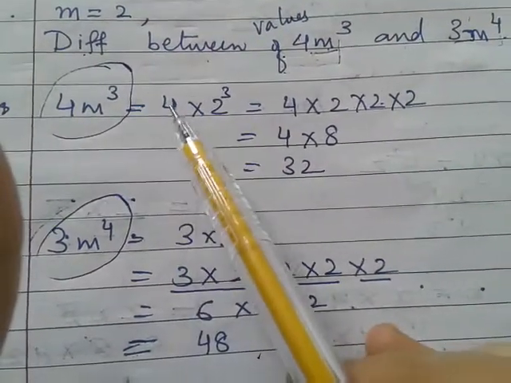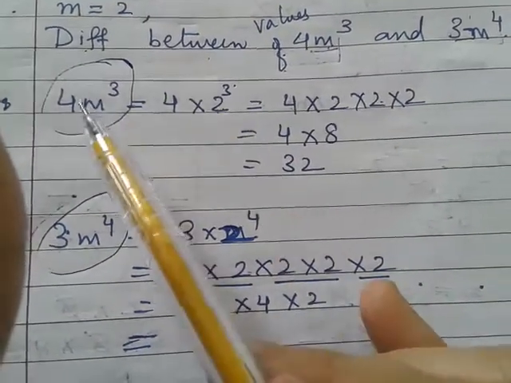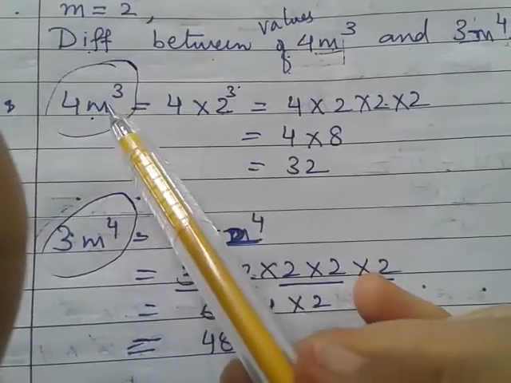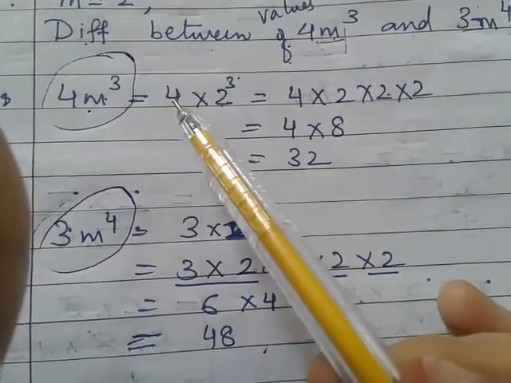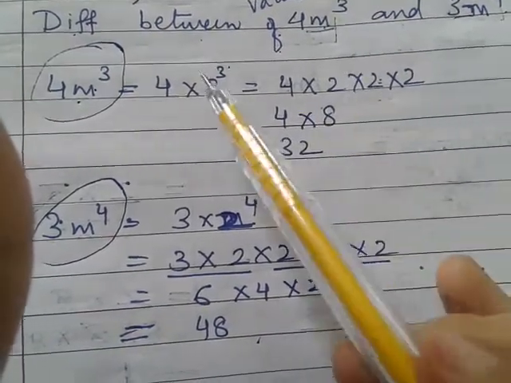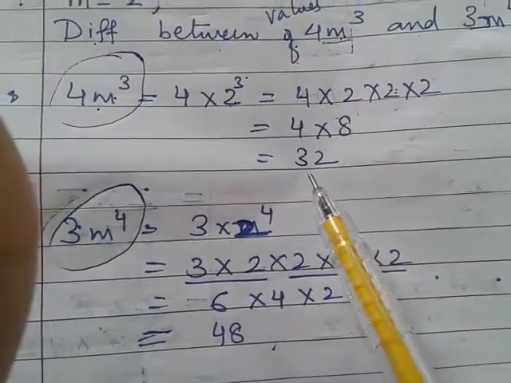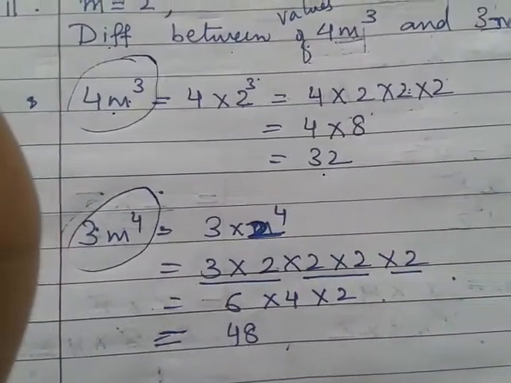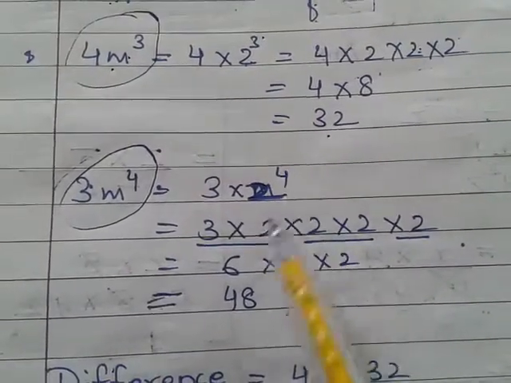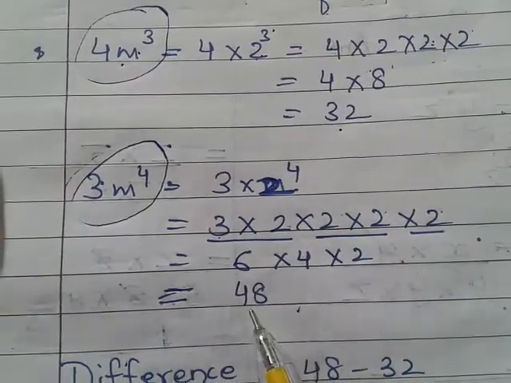So 4m cube, 4 into 2 raised to 3. Why 2 here? Because the value of m is given as 2. Okay. So in exams it may be something else. So 4 multiplied by 2, 2 multiplied by 2, because it is taken 3 times. So 4 2s are 8, 4 8s are 32. Alright. 3m raised to 4, if you will see, the value of m is 2. So 2 raised to 4, 2 2s are 4, 2 4s are 8, 2 8s are 16, 3 16s are 48.